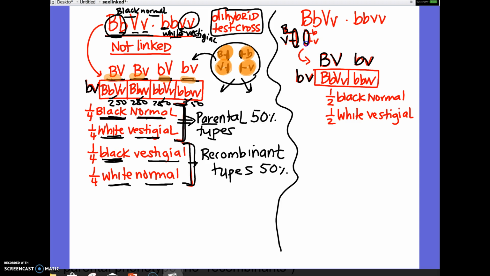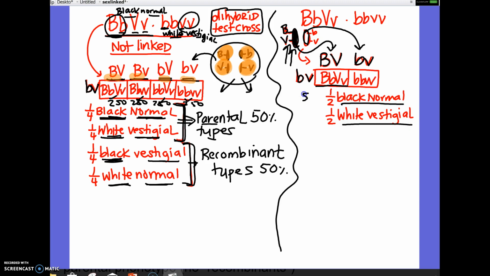So the only 2 options are capital B with capital V, little b with little v. Why? Because since big B and big V are on the same chromosome, they're inherited together. So what would be our expected if the genes are linked is this. Half of the offspring black and normal, the other half of the offspring white and vestigial.